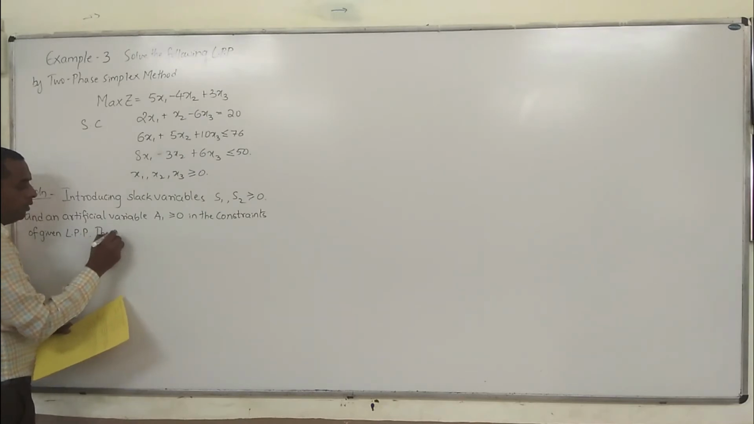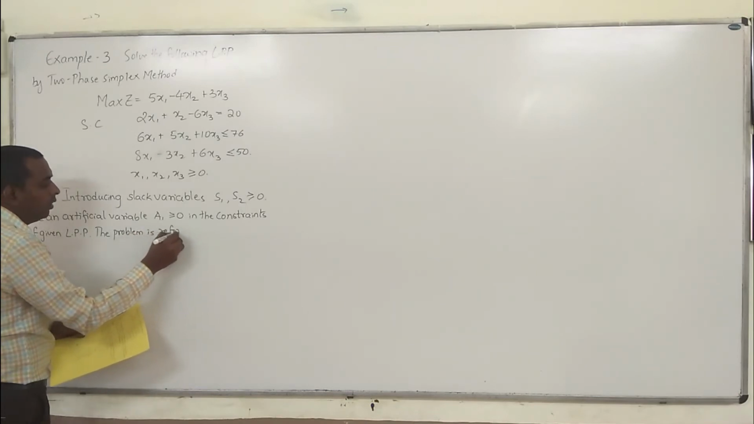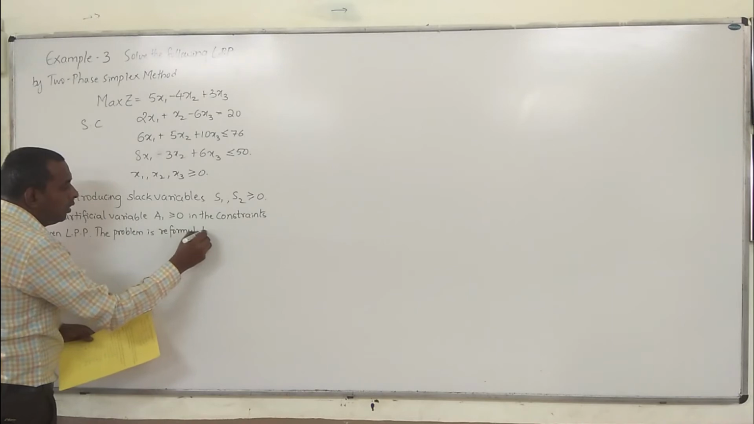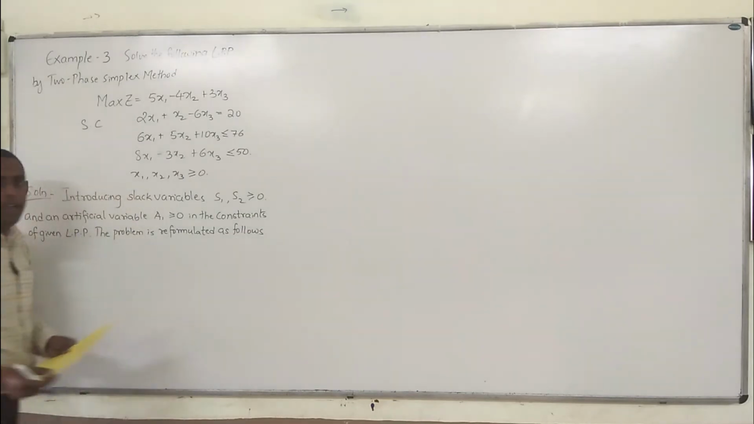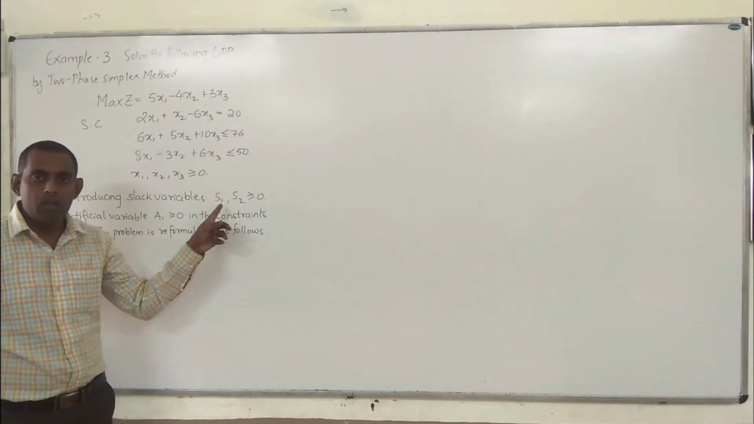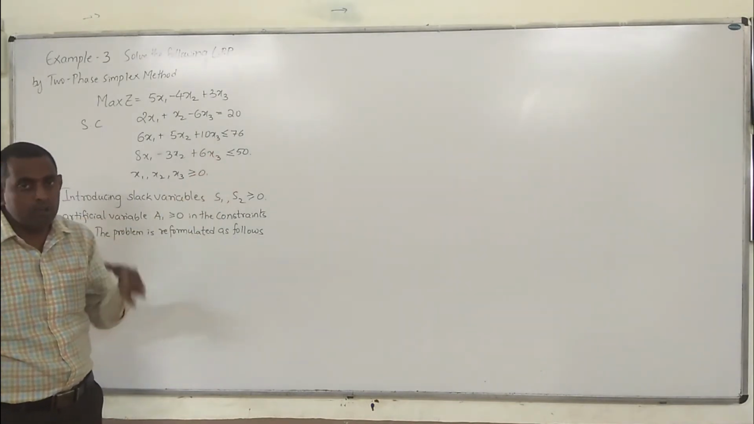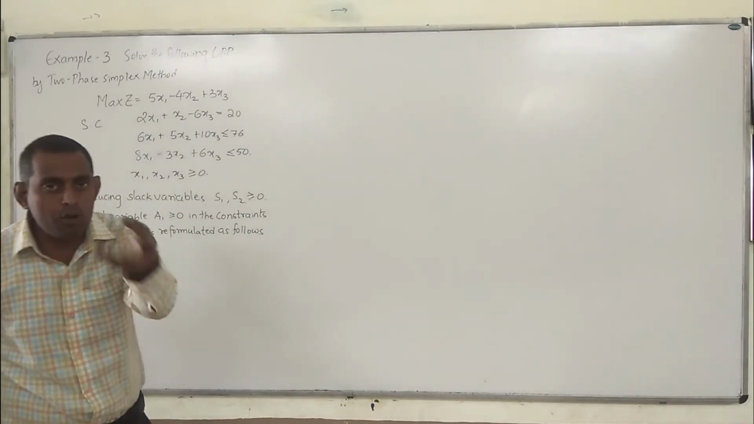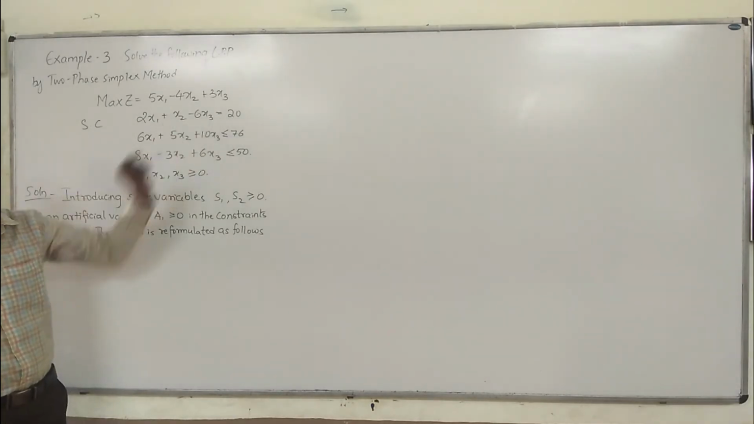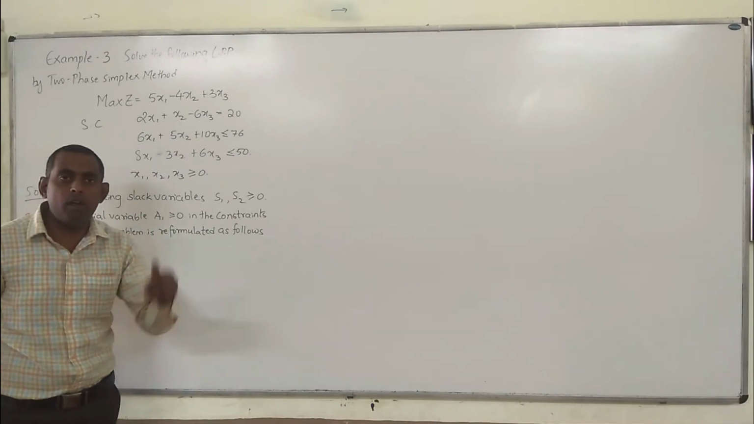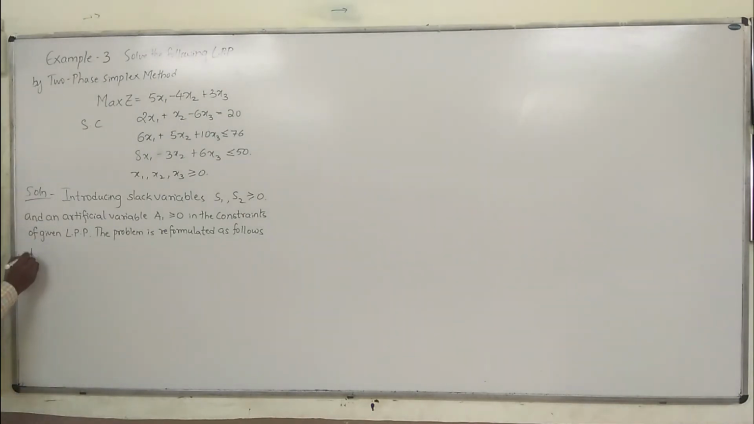The problem is reformulated as follows. I have told you why we introduce slack variables, because these two constraints are less than or equal to. And we introduce an artificial variable because this constraint is an equality. That's why we introduce slack variables and also an artificial variable. Once we do this, we go to phase 1.